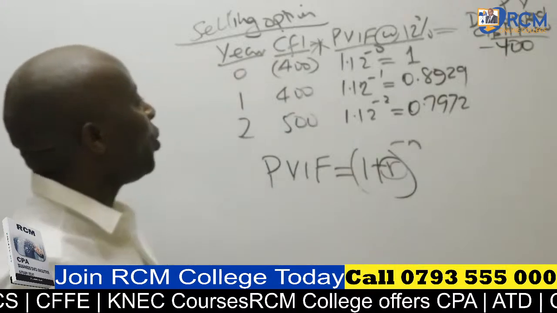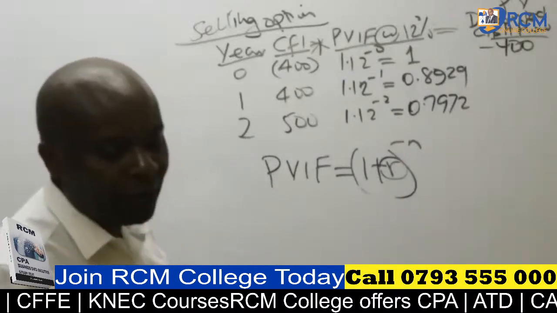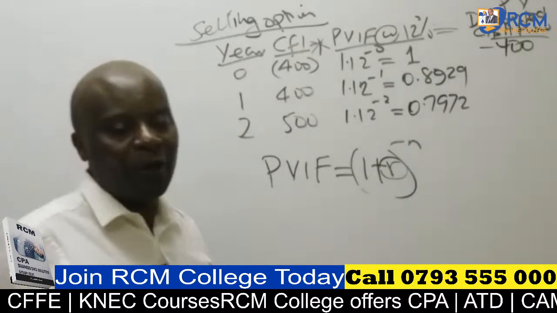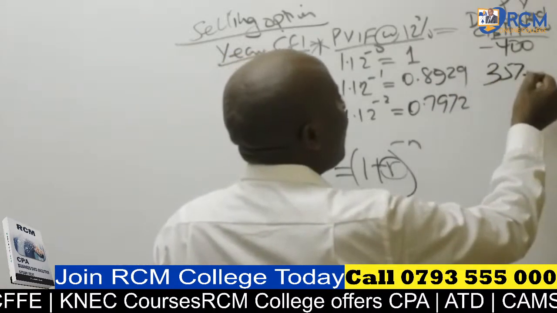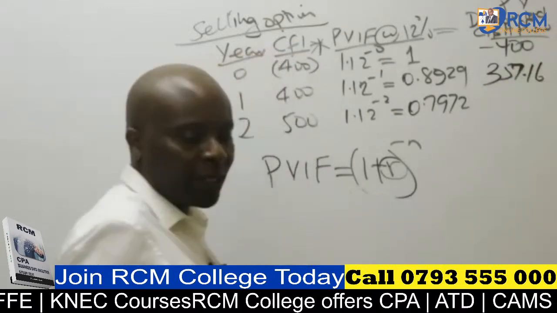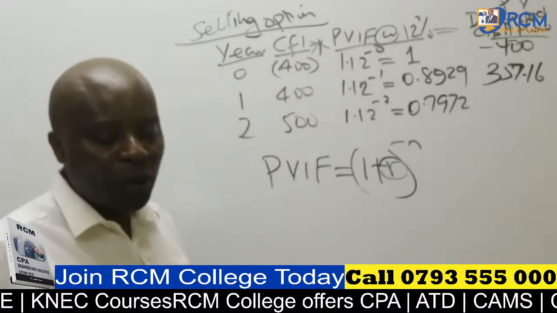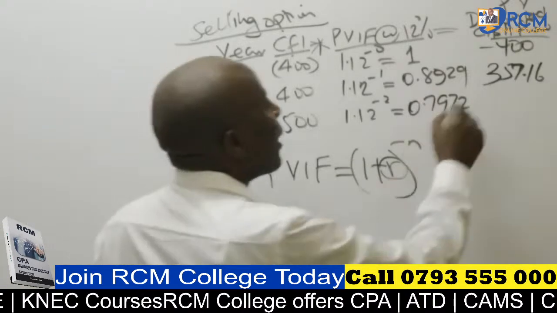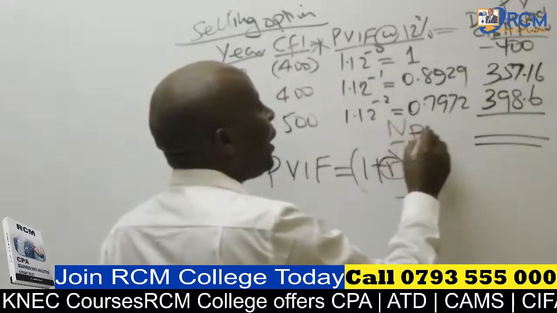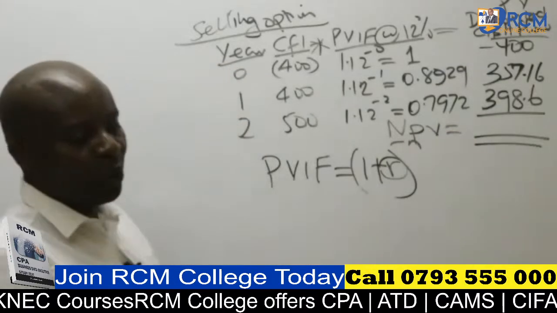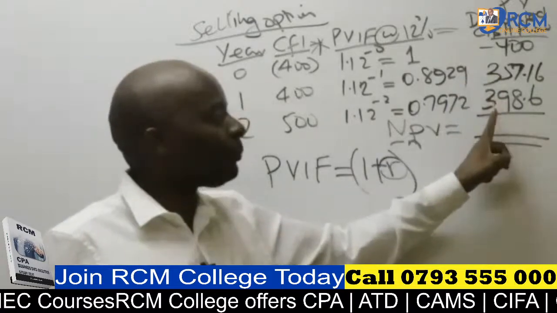From there, we go for the second one. We have 400 times 0.8929. Somebody called Umi has given me 350. People are giving me different figures. 357.16. Thank you very much. The last one will be 500 times 0.79, which gives me 398.6. I'll add the 3, and whatever I get will be called the net present value. So you take this plus this plus this.